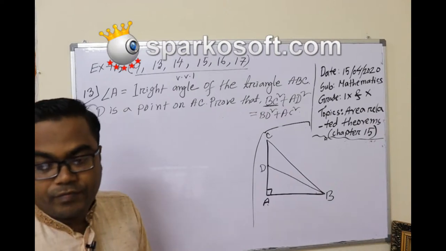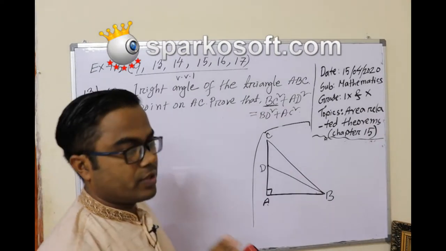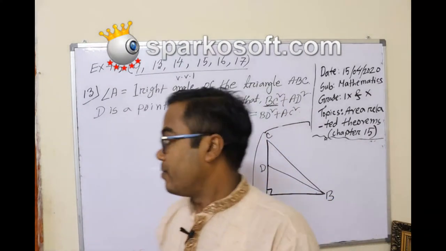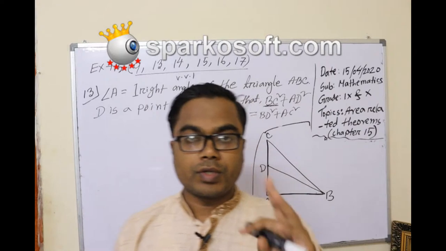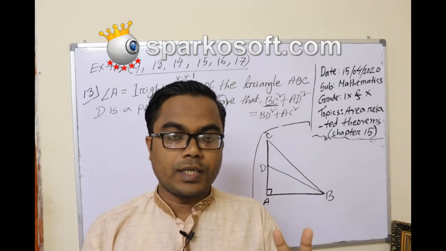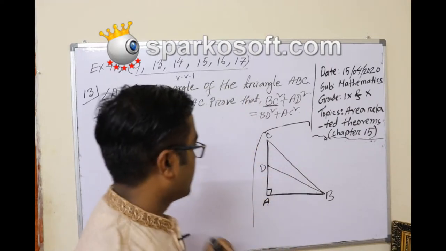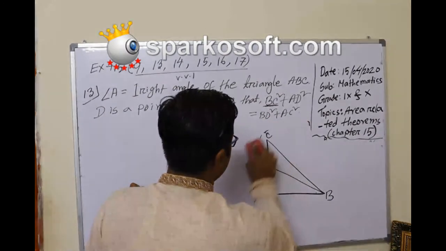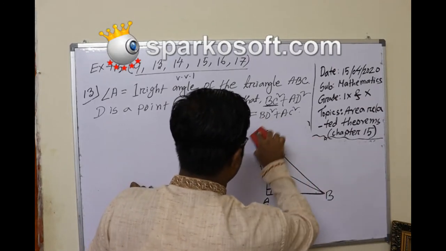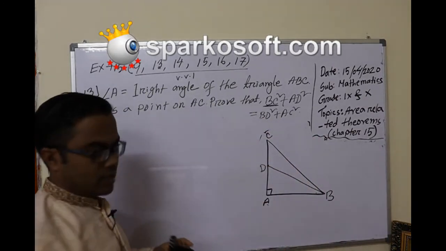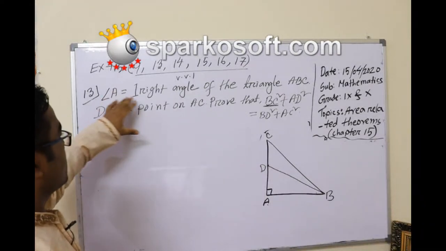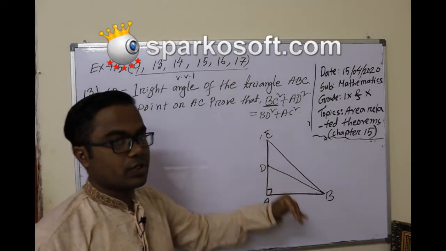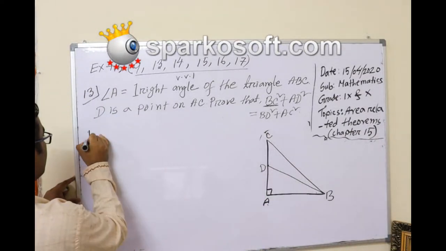Now, first of all, there are three procedures: particular enunciation, proof, and construction, but here construction is not needed. Just write down two things, particular enunciation and proof. Clear? Okay. Now you can write down. Sorry, proof is not needed here, only the particular enunciation. Everything is given. Just add one thing, B and D are joined. Okay, write down the particular enunciation.